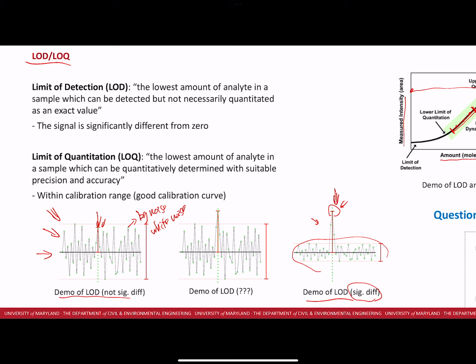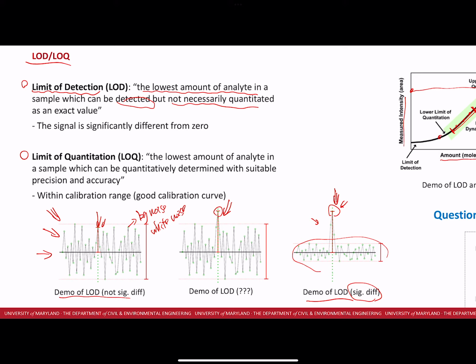So in these two cases, we have two concepts. The first one is the limit of detection. It represents the lowest amount of analyte in the sample which can be detected but not necessarily quantified as an exact value. Like for this situation, we have a signal that is significantly different from the white noise.